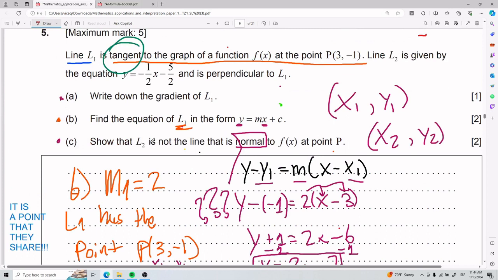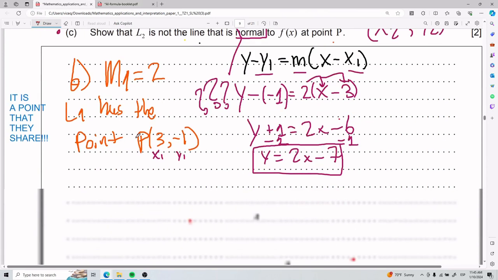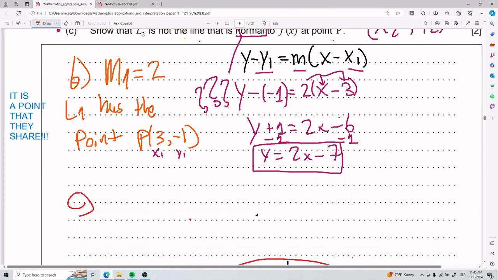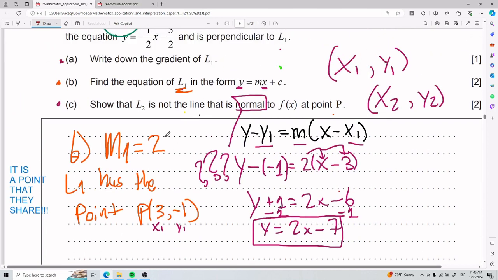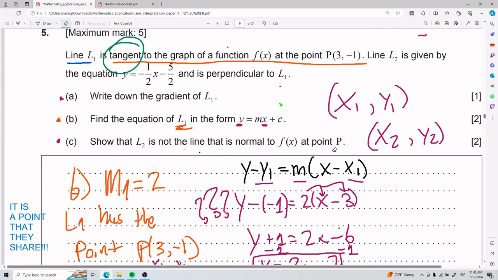So for part C, show that L2 is not the line that is normal to f of x at point P. What can we do? There's a couple of ways to approach this. The first one is that we can consider point P, and see if point P is in L2. If point P is not in L2, then L2 has nothing to do with it.